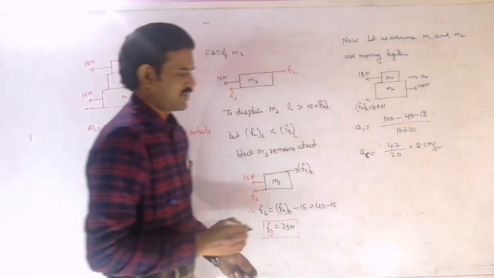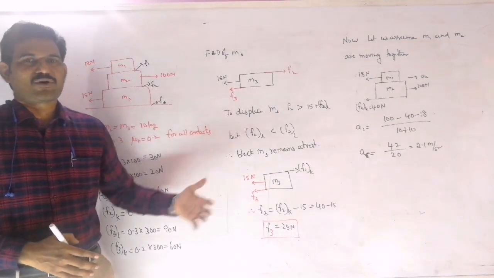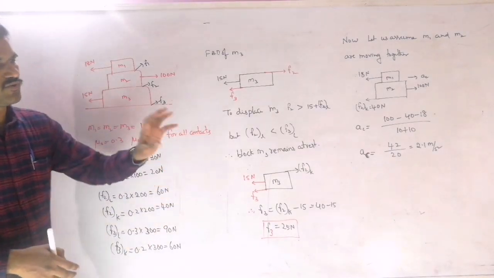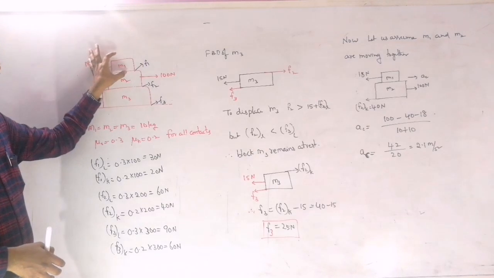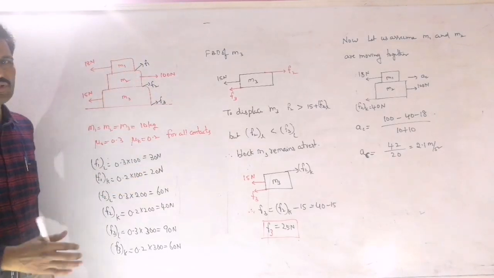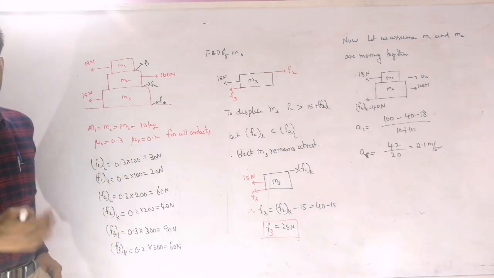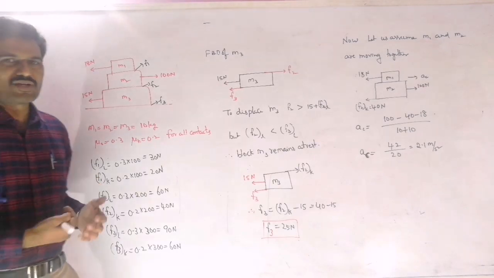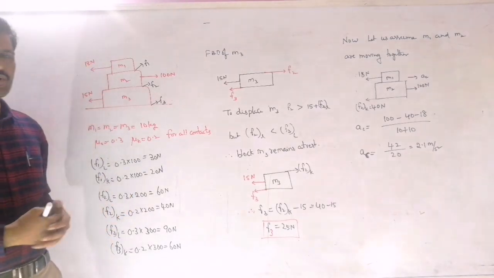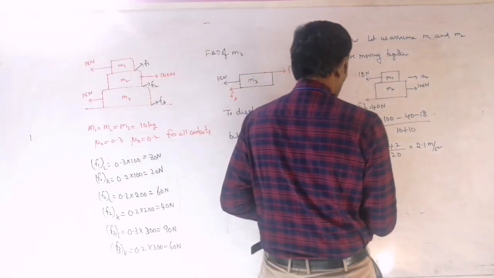So this is 2.1 meter per second square, the common acceleration of those two blocks. Now our next step is to verify whether this common acceleration is possible, or what frictional force develops for this common acceleration. That friction should be less than the limiting friction. If it is less, then our assumption is true, otherwise there will be slipping between M1 and M2 also. Then again we need to consider separate free body diagrams and solve separately. So let us check that.